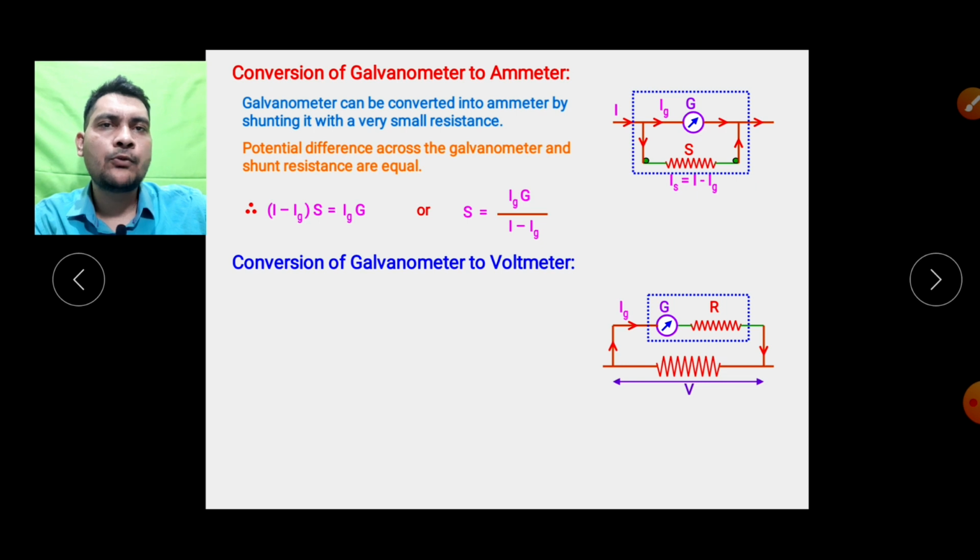Then how to convert a galvanometer into a voltmeter? A very easy process. You connect a very high resistance R in series with the galvanometer. This is a galvanometer having very small resistance, and to convert it into a voltmeter you simply connect a very high resistance in series with the galvanometer. Now this arrangement of a galvanometer and high resistance connected in series is acting as a voltmeter.